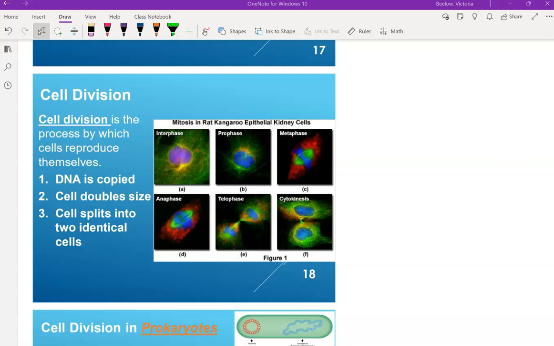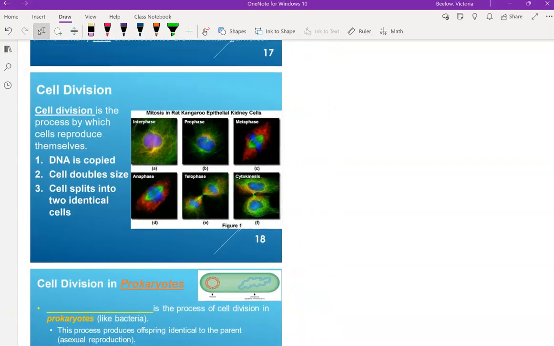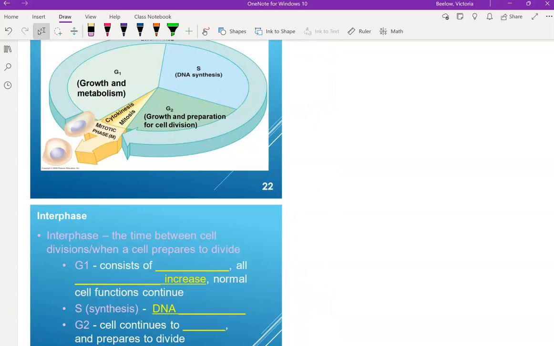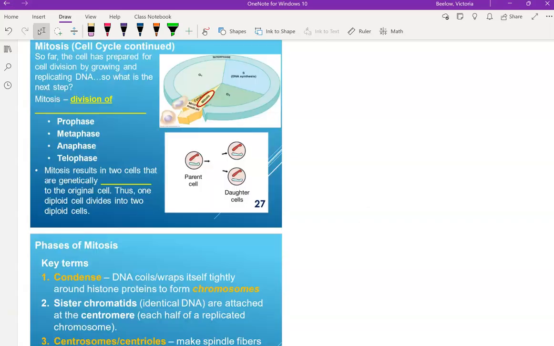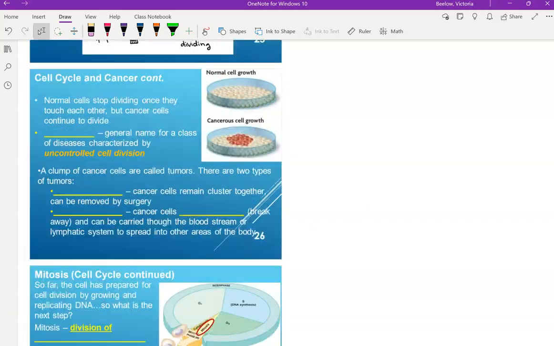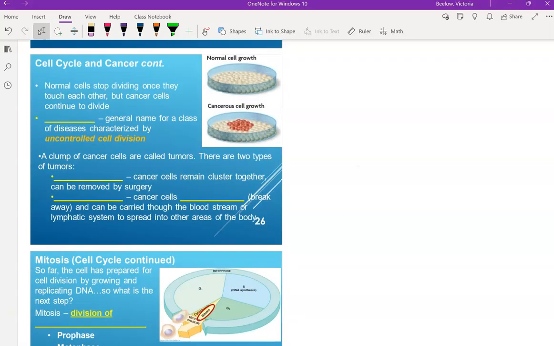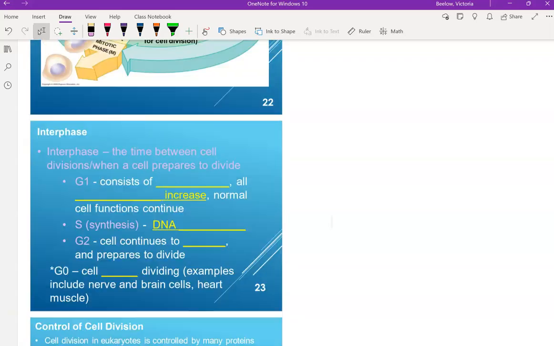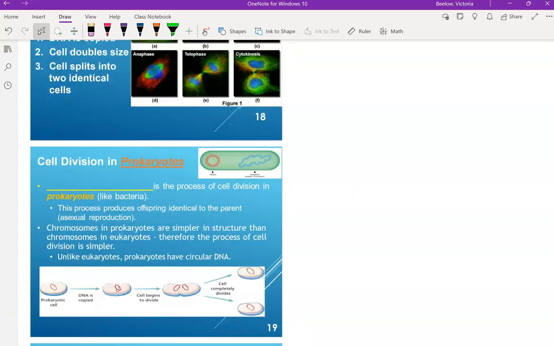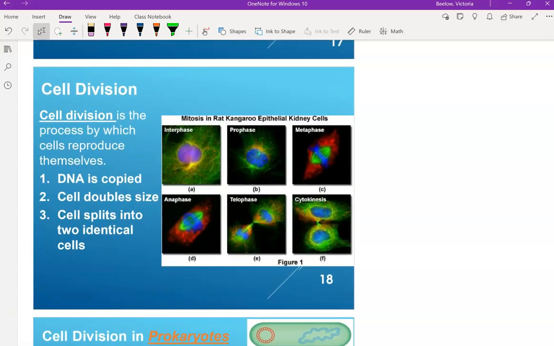In this video, I'm going to be going over your cell division notes, slides 18 to 26, which is just an introduction to the cell cycle, kind of an overview of the cell cycle, and then also tying in cancer with that as well.